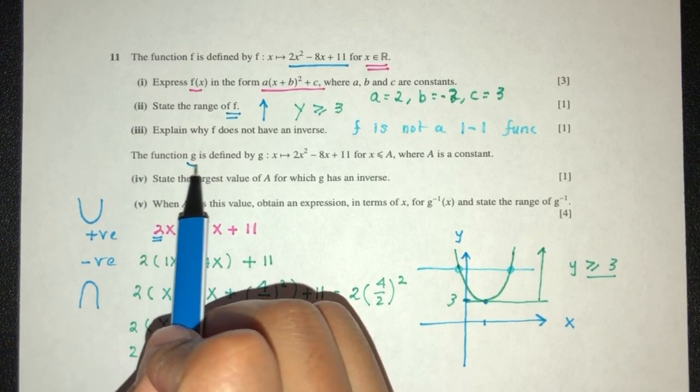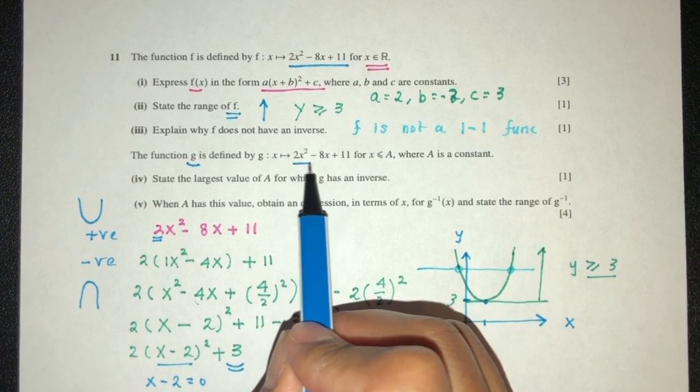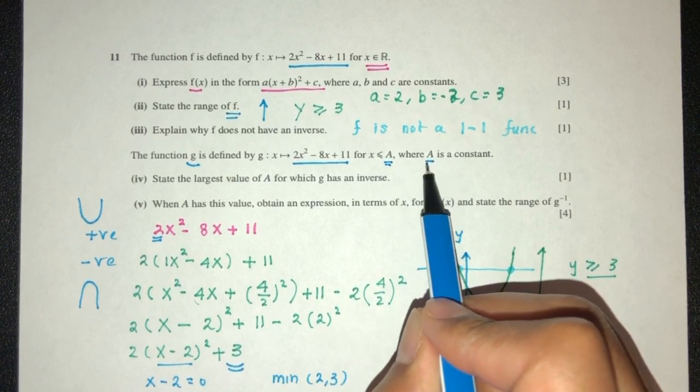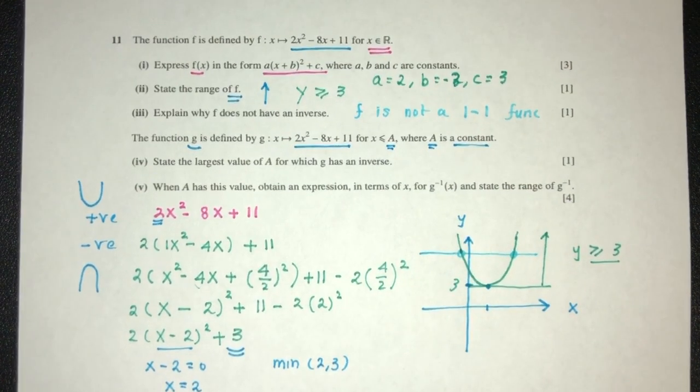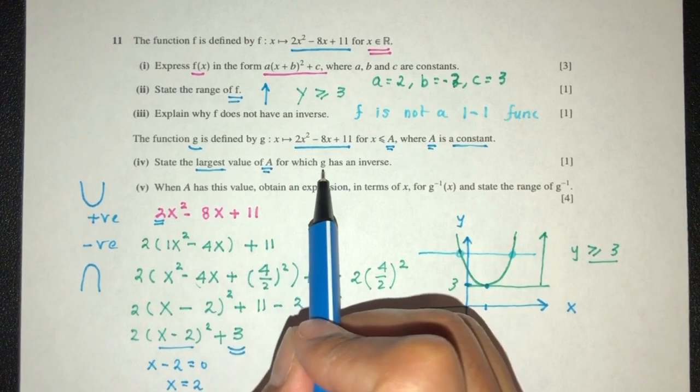Now the function g is defined by this 2(x − 2)² + 3, so same thing, where x has to be less than a, where a is a constant. Great to know. Now part 4, state the largest value of a for which g has an inverse.